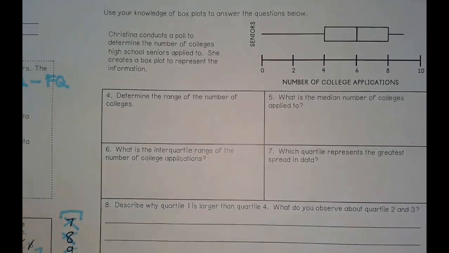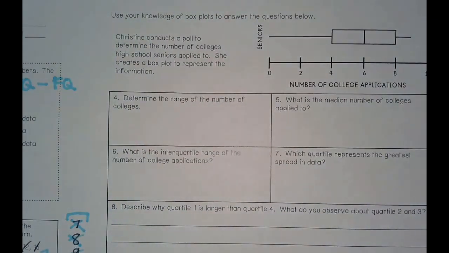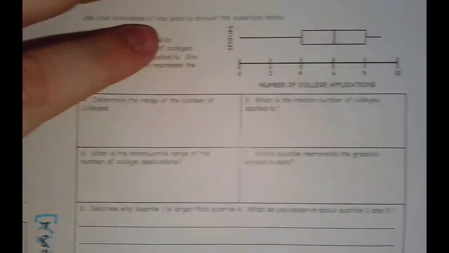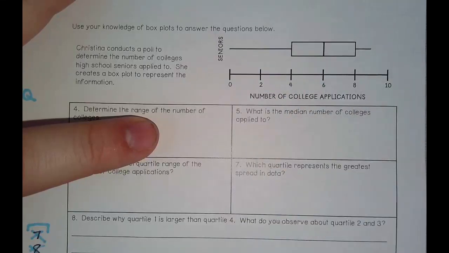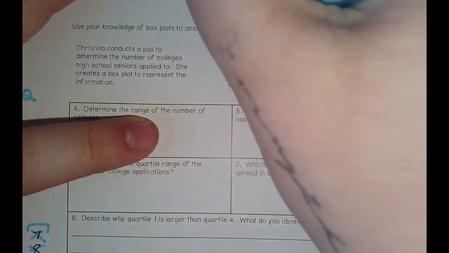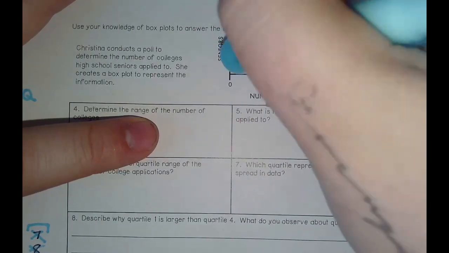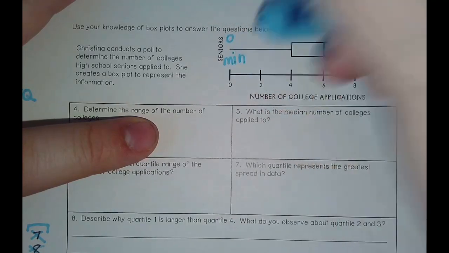So, last question. Use your knowledge to answer the questions below. Christina conducts a poll to determine the number of colleges high school seniors apply to. She creates a box plot to represent the information. So what I suggest is we label this first. Okay, so this is obviously 0 right here, and this would be our minimum.